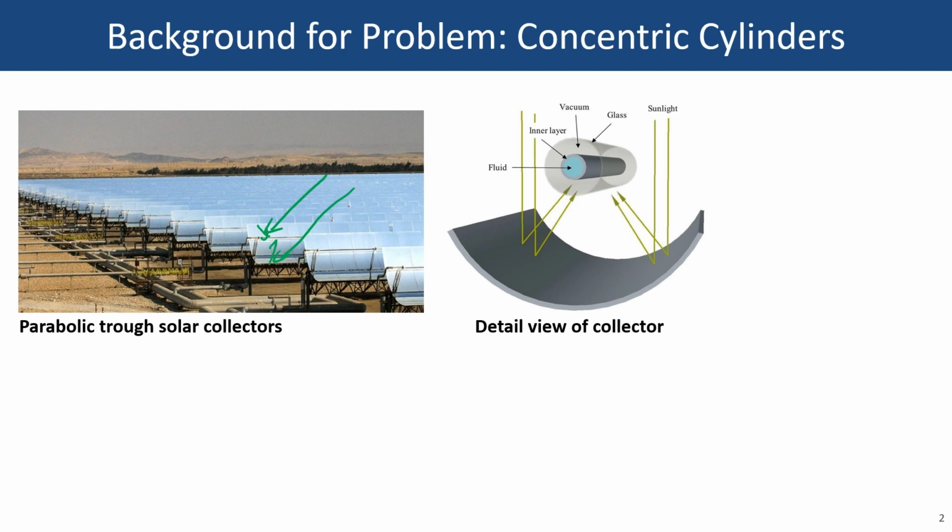But let's just imagine, for example, that maybe there's some defect and a little air or some fluid gets into that gap. How would the convection heat transfer between the inner tube and the outer glass cover behave? So here's our geometry.